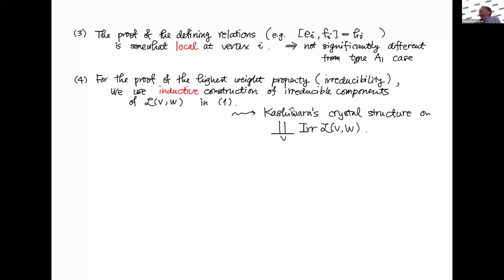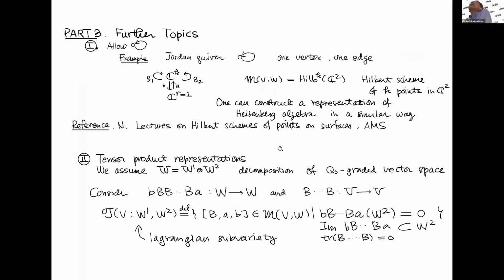This is a combinatorial skeleton of the representation theory, which was originally introduced in the study of the crystal basis of representations of the quantum enveloping algebra. But anyway, you have some combinatorial skeleton of this crystal structure, an abstract combinatorial object, and the set of irreducible components has the structure of a crystal. Maybe I don't have time to discuss further topics.